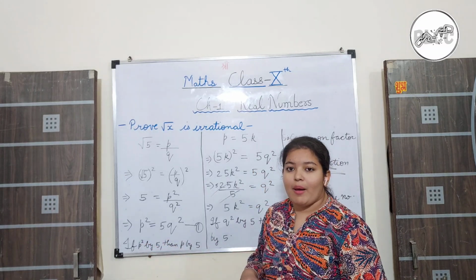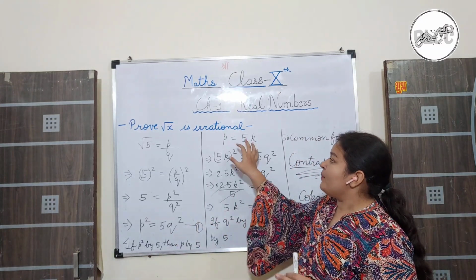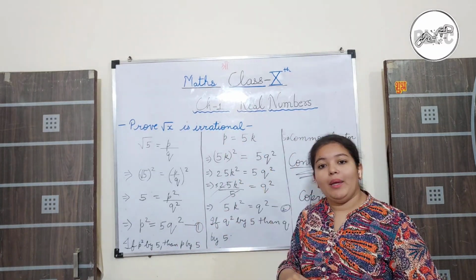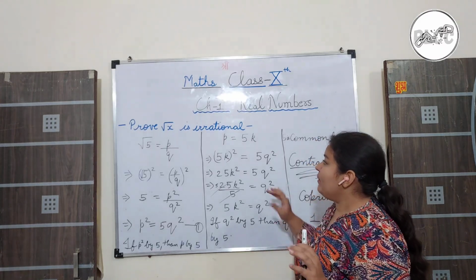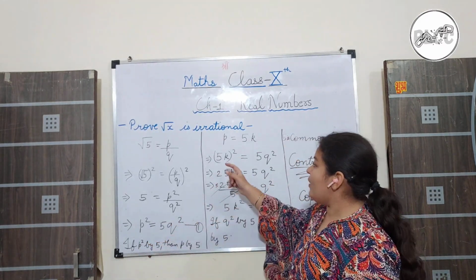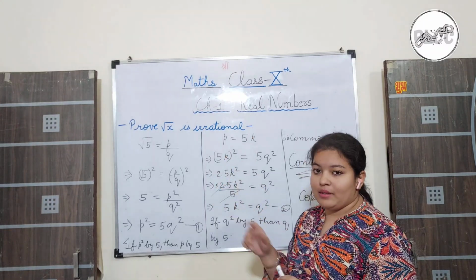If P square is divisible by 5, then P is also divisible by 5, which means that if we multiply any number K with 5, we'll get P. Hope I'm clear. Then we'll put the value of P in equation 1. Here's P square, so we have 5K square.